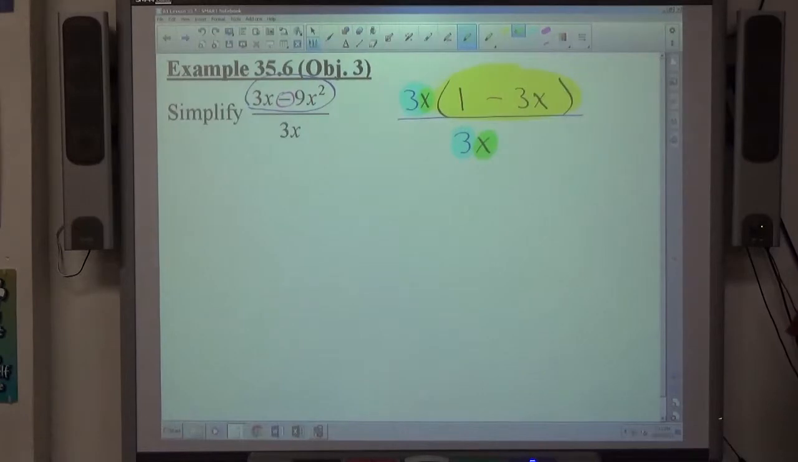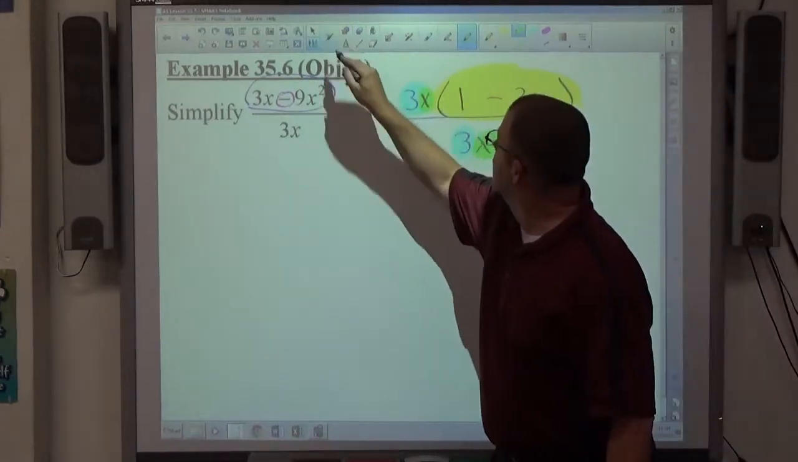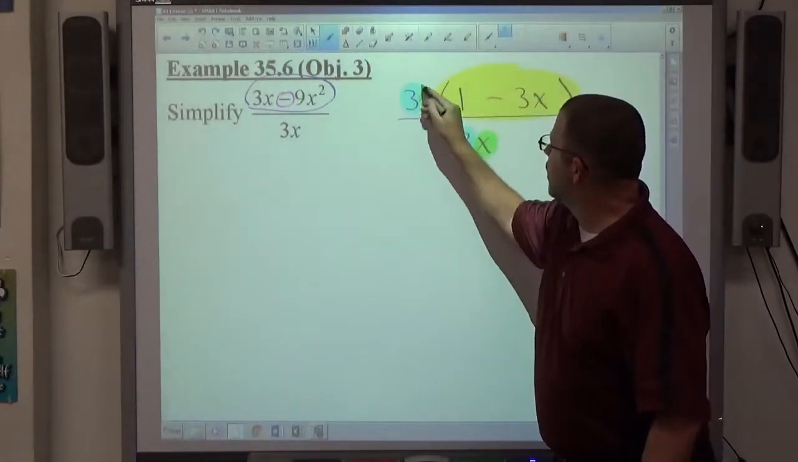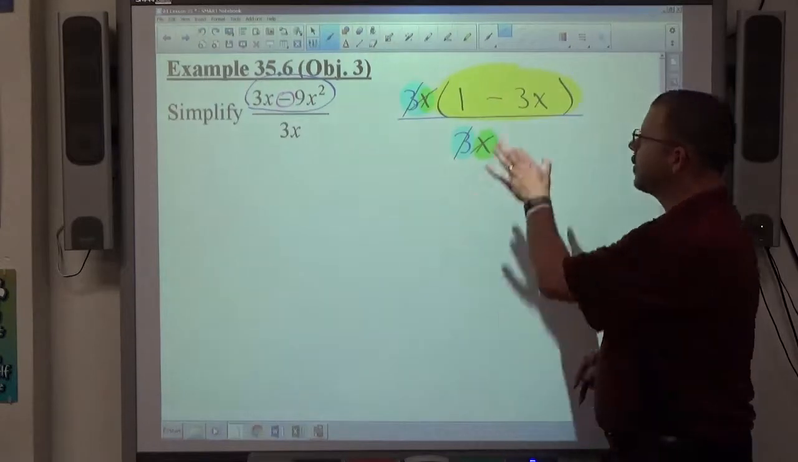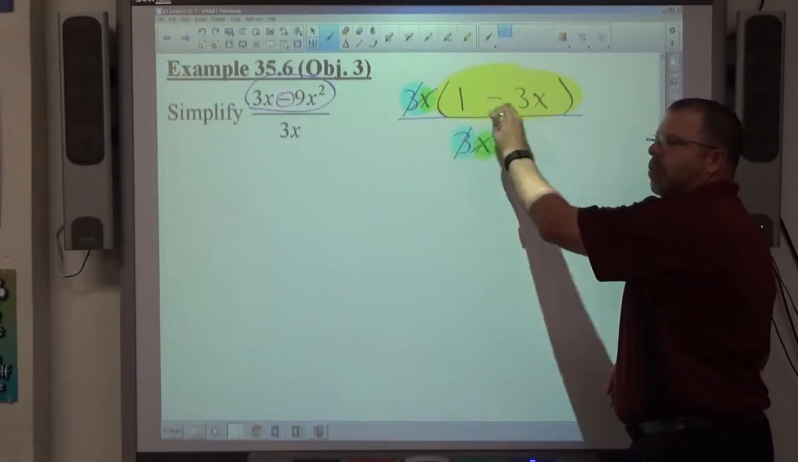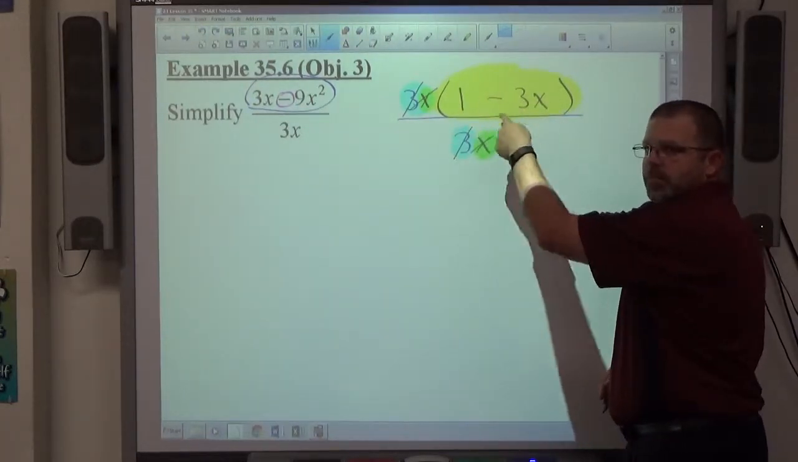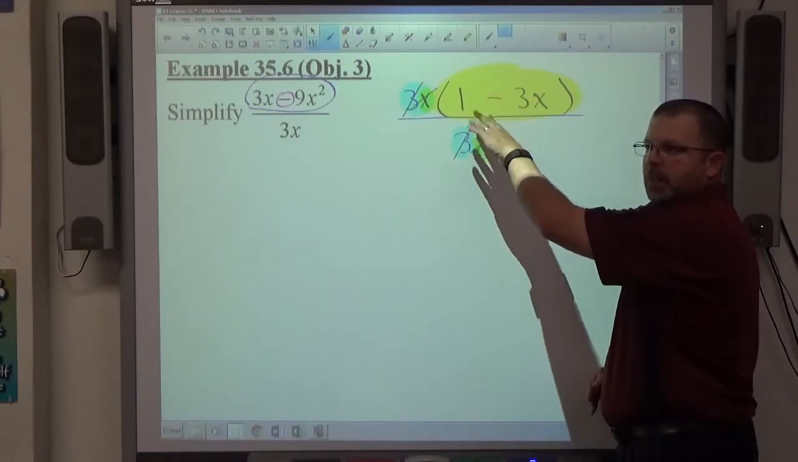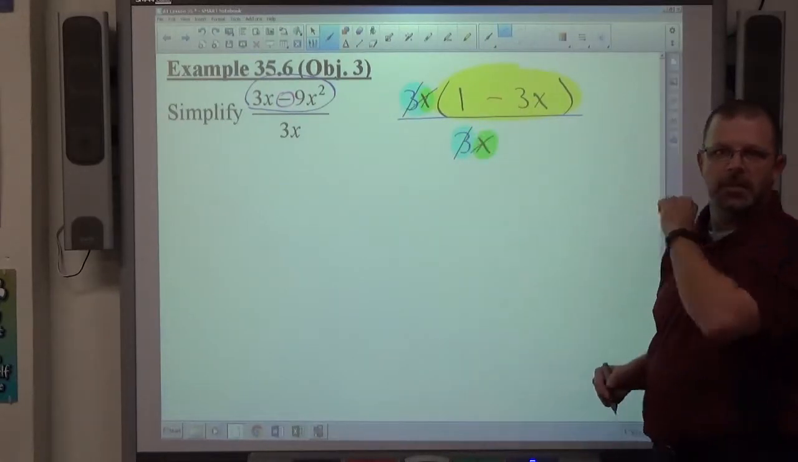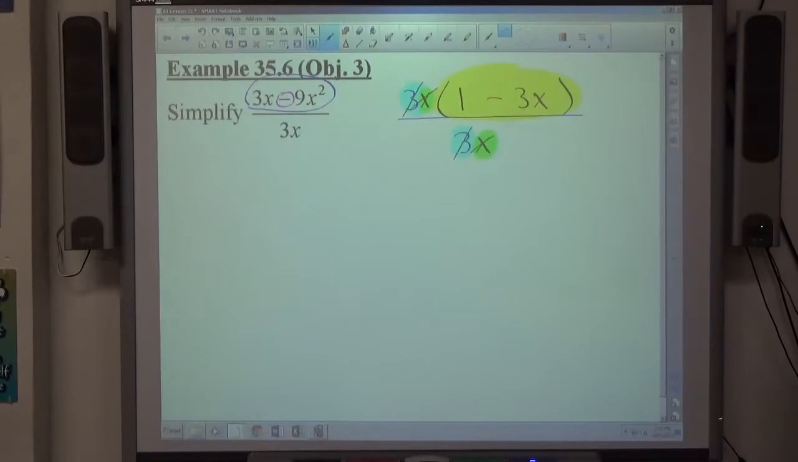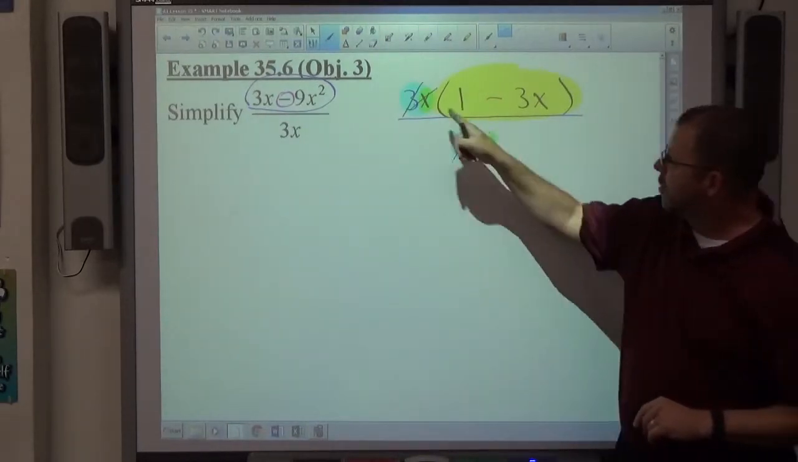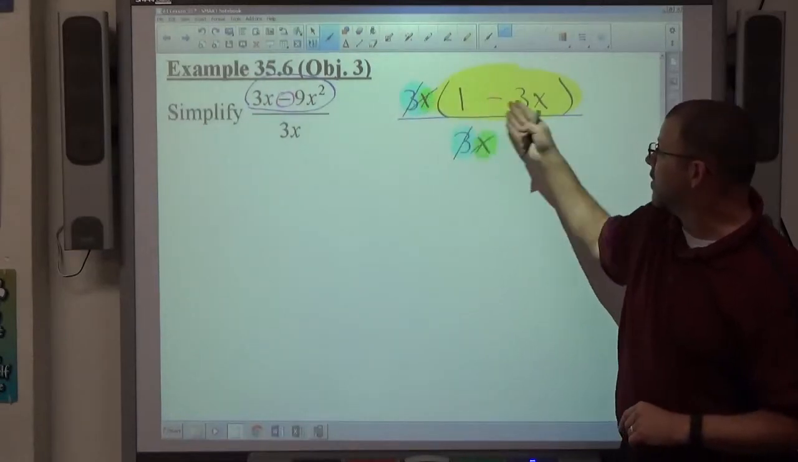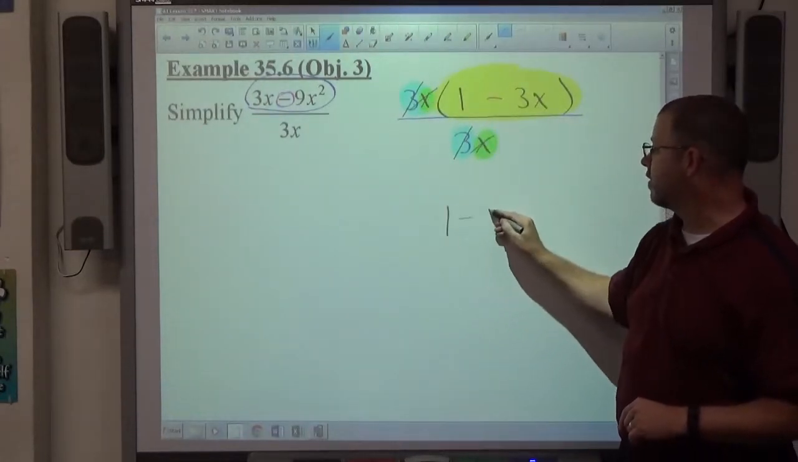Because officially 3 is being multiplied by x, so 3 is a factor, x is a factor. So looking at this, 3 matches 3, cancel, cancel. X matches x, cancel, cancel. This 3x also matches 3x, but it's attached to a 1, so these work together. Okay, algebraically, we say these are said to be married. When you add or subtract things, they're married to each other, so you have to work with them as one whole unit. Okay, so 3 cancels 3x, cancels x. What's left over is 1 minus 3x, and that's the answer.